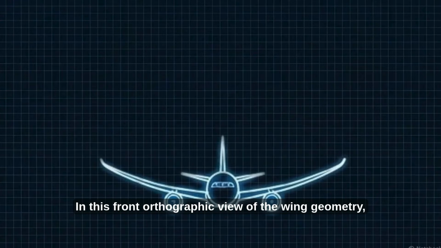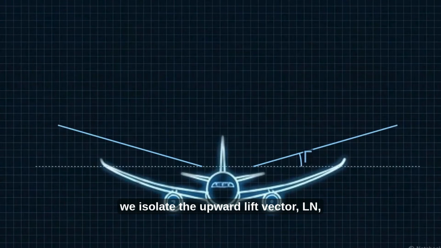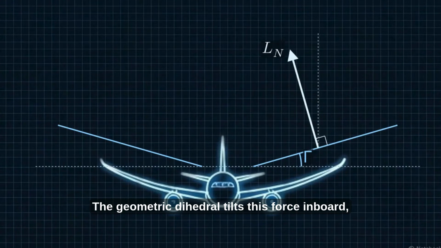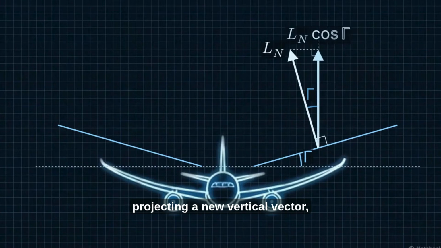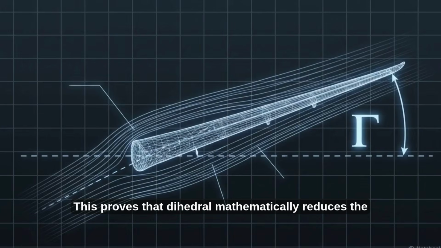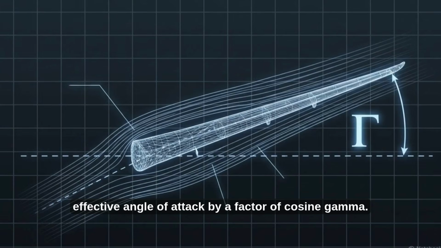In this front orthographic view of the wing geometry, we isolate the upward lift vector, Ln, normal to the surface. The geometric dihedral tilts this force inboard, projecting a new vertical vector, Ln cosine gamma. The static lift equation expands to Ln equals QSCL alpha alpha cosine gamma. This proves that dihedral mathematically reduces the effective angle of attack by a factor of cosine gamma.